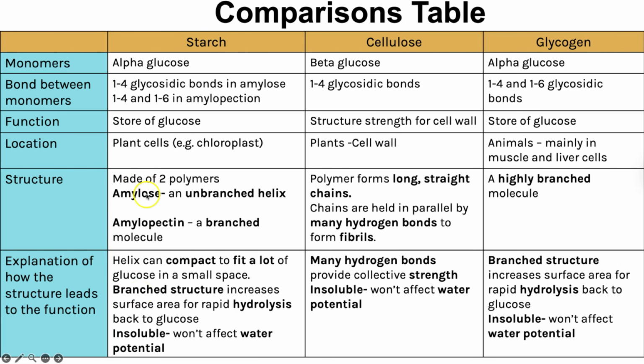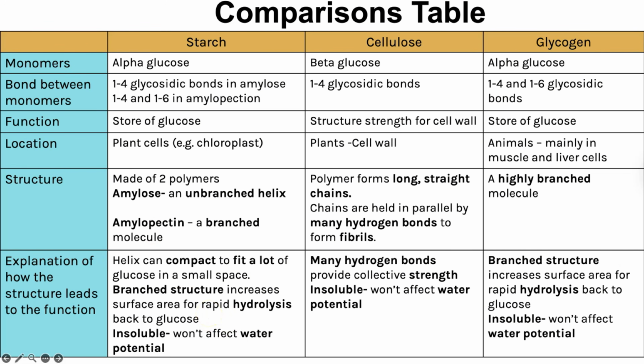Now, the advantage of these two structures, linking to the function of being an energy storage, is that it can coil up into a helix, and because it's a coil, you can then compact it down to fit a lot of glucose in a small space. The branch structure on the amylopectin provides a greater surface area of exposed ends of the chains. So if you did need to hydrolyze the starch back into glucose for respiration, then having more branches and therefore more exposed ends means that hydrolysis of starch back into glucose happens more rapidly, which is needed for glucose for respiration.